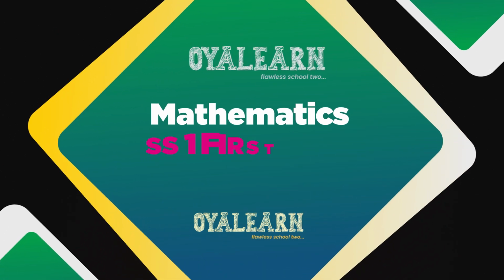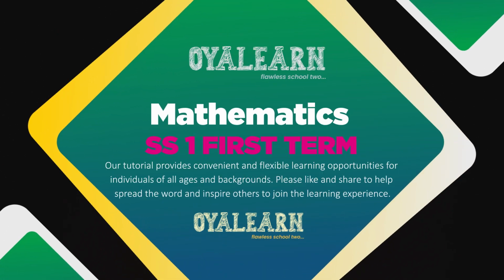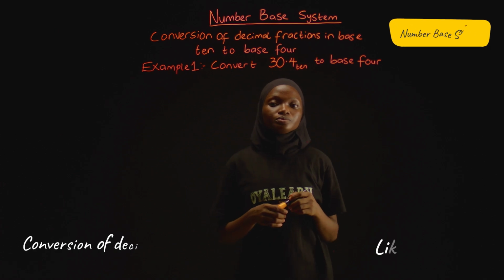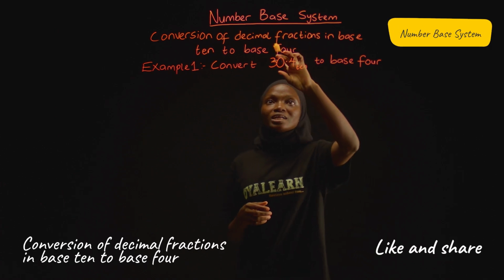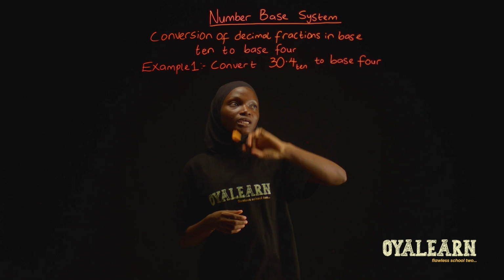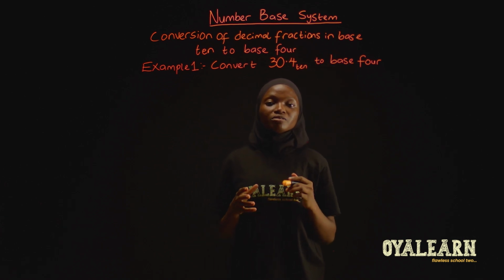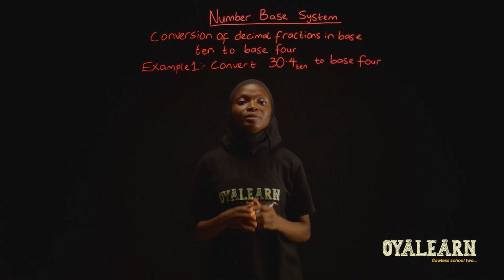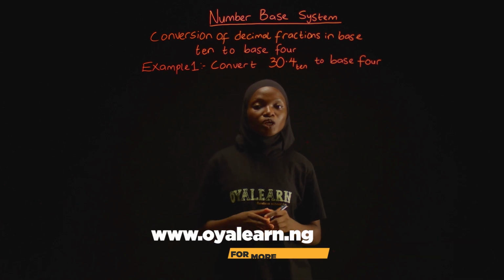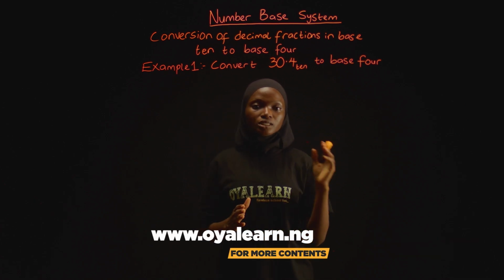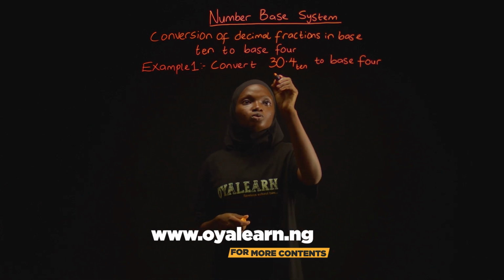This is another example on how to convert decimal fractions in base 10 to base 4. Here, we convert 30.4 base 10 to base 4. But the first step is to split the decimal fraction 30.4 into the whole number part and the decimal part. Solution.